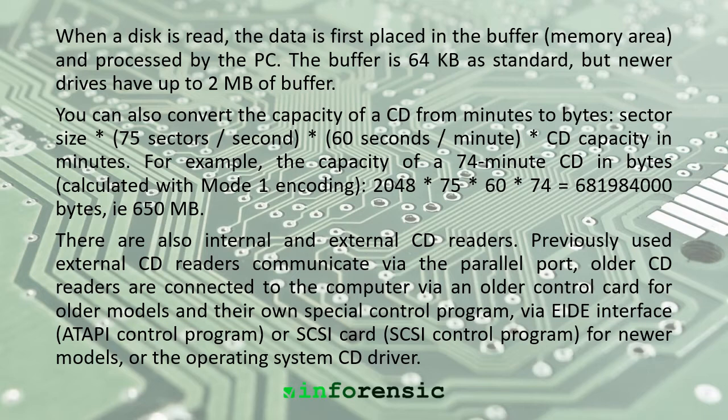For example, the capacity of a 74-minute CD in bytes, calculated with Mode 1 encoding: 2048 times 75 times 60 times 74 equals 681,984,000 bytes, approximately 650 MB.